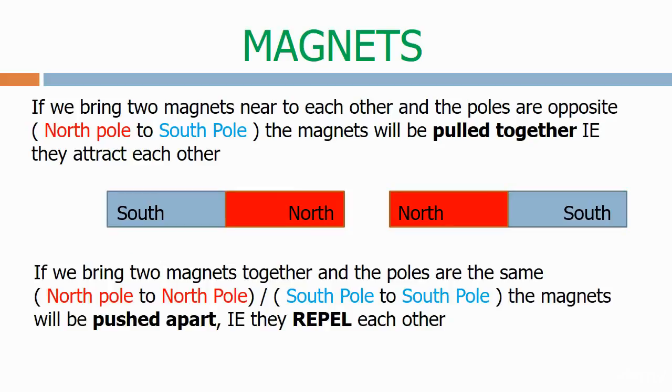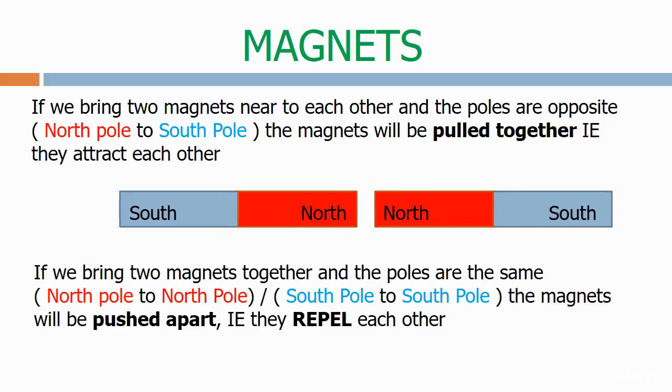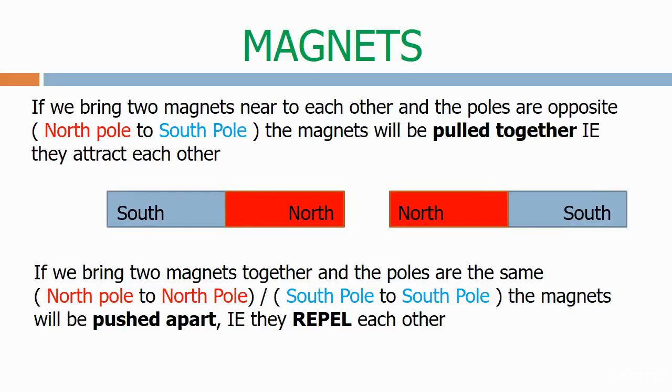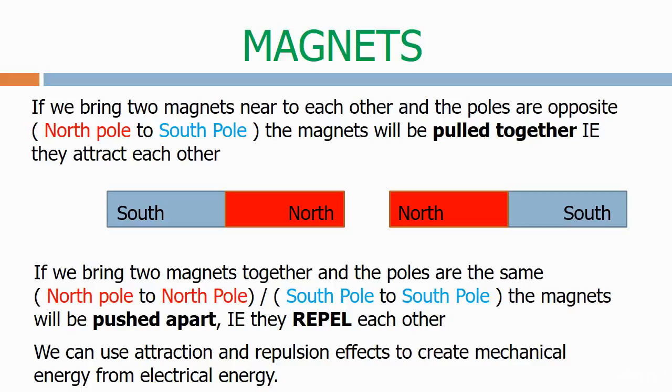If we now bring two magnets together and the poles are the same, north pole to north pole or south pole to south pole, the magnets will be pushed apart, i.e. they repel each other, as shown. We can use attraction and repulsion effects to create mechanical energy from electrical energy.